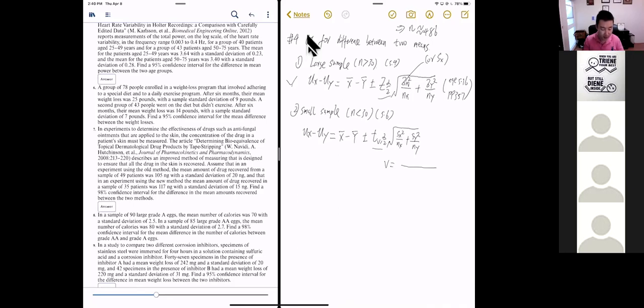A group of 78 people enrolled in a weight loss program that involved adhering to a special diet and a daily exercise program. After 6 months, the mean weight loss was 25 pounds, with a sample standard deviation of 9 pounds. A second group, 43 people, so also larger than 30, went on the diet but did not exercise. After 6 months, the mean loss was 14 pounds, the standard deviation 7.